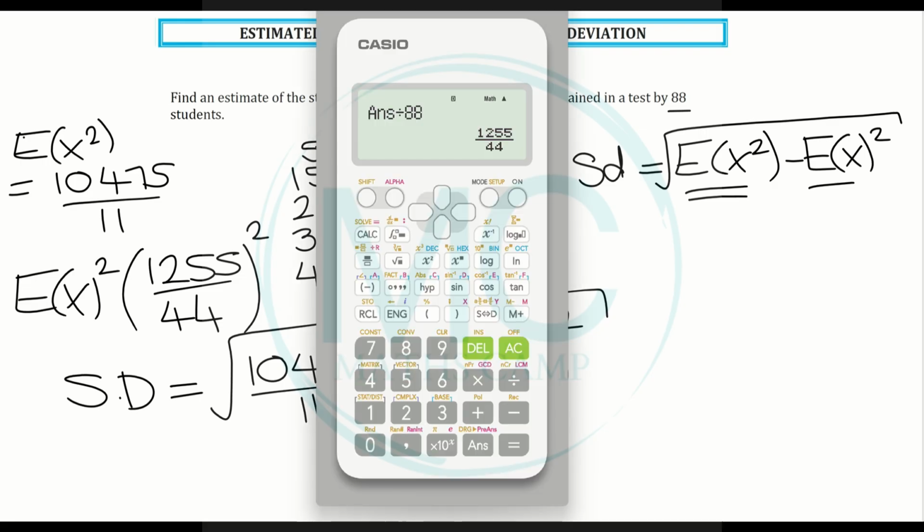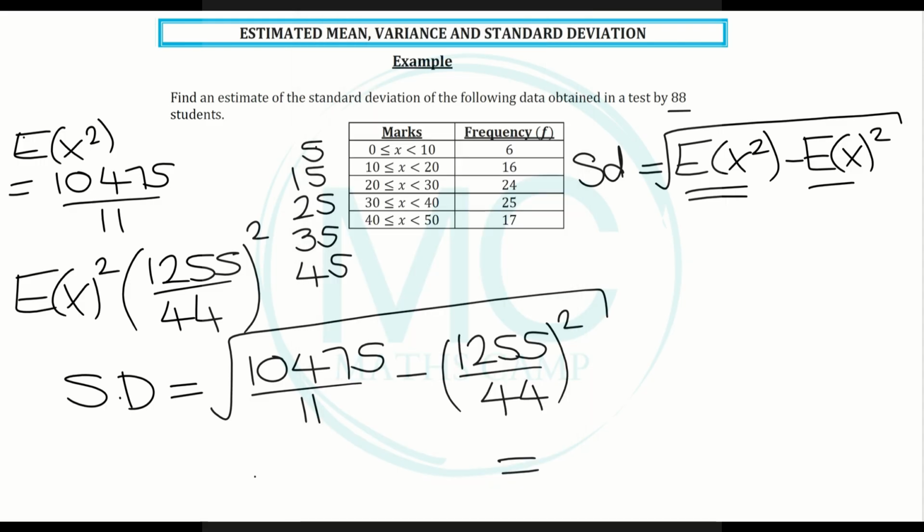Let's create a root. Then we have create a fraction, 10,475 over 11 minus, let's open a bracket, 1,255 over 44, close the bracket, squared, is equal to 11,778 and so forth. Round off to 3 significant figures, and I see that my standard deviation is 11,8.